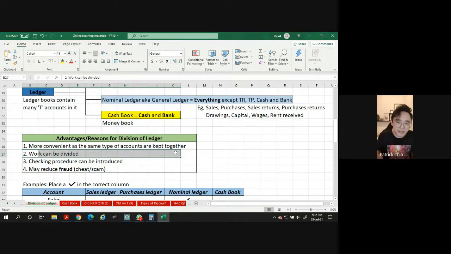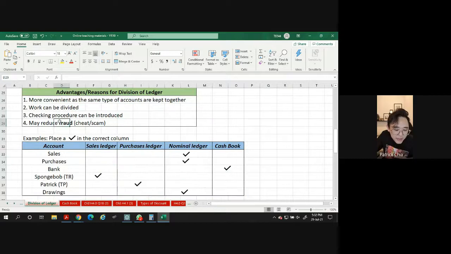We can ask our boss to hire more people and ask them, you handle this one, I handle this one, and someone handles the other thing. You know what I mean? So this is a very safe answer. Work can be divided. Whenever you cannot think of something, you can use this if they ask you for advantages. Then after that, the check-in procedure and all these things you can read yourself.